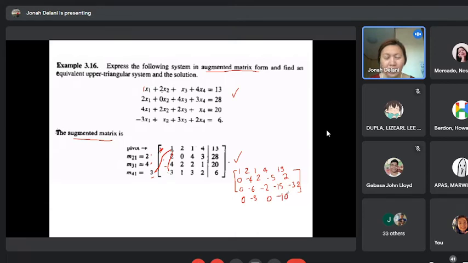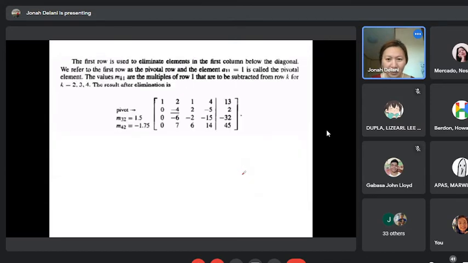Six minus 39, negative 33. So anyway, that's it. So notice, what is below the 1 is now all 0. Let us look at the other.